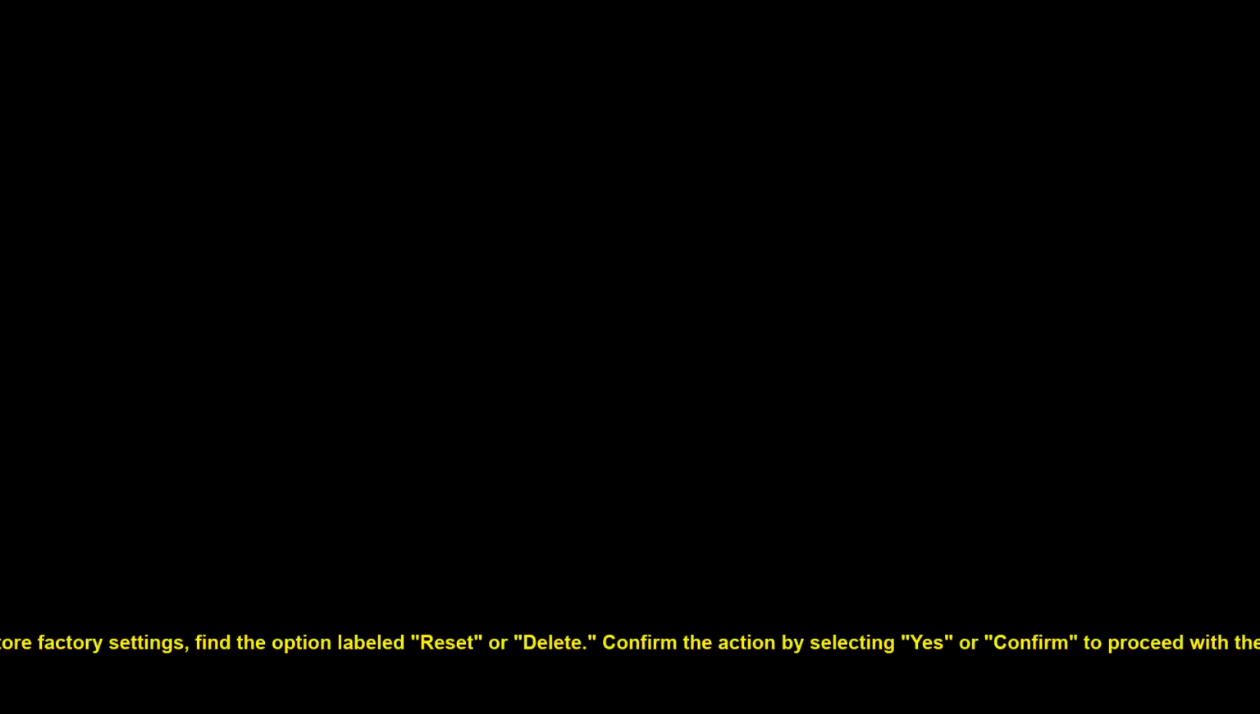Scroll down and select the Light Setup option. From this menu, tap on the light you wish to reset. To restore factory settings, find the option labeled Reset or Delete. Confirm the action by selecting Yes or Confirm to proceed.